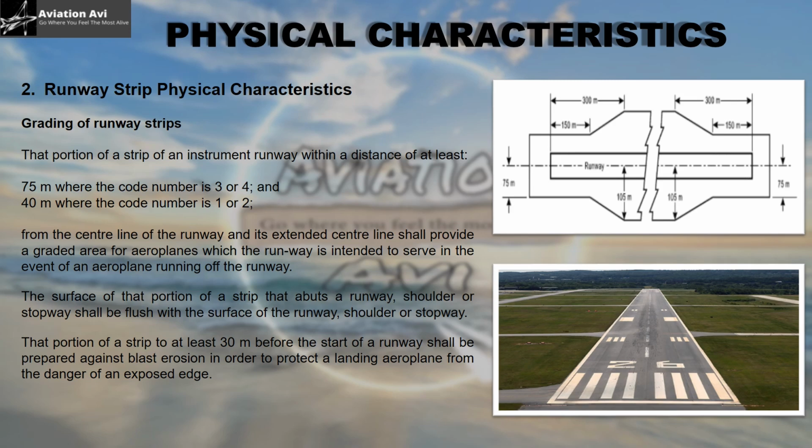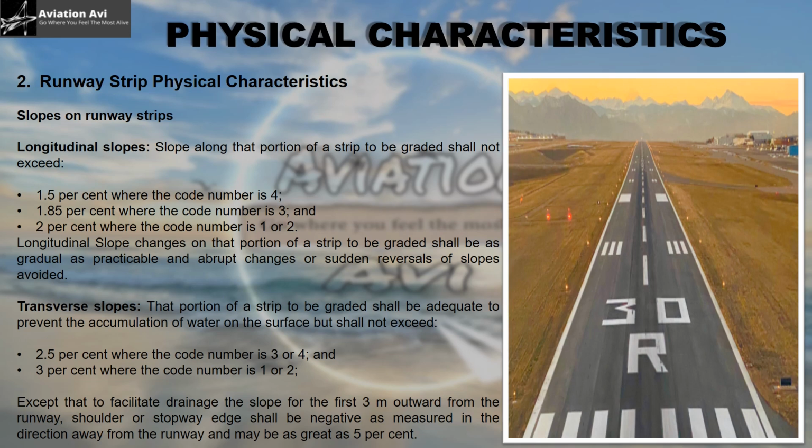Now that we have understood the dimensions of the runway strip, let us look at the slopes. The slope in this direction towards the length of the runway strip is called the longitudinal slope. So for a code 4 runway, it shall not exceed 1.5% and it shall not exceed 1.75% when the code number is 3. You see, in this direction, the slope shall not exceed 1.5%. Further, longitudinal slope changes on that portion of the strip to be graded shall be as gradual as practicable, and abrupt changes or sudden reversal of the slope shall be avoided.